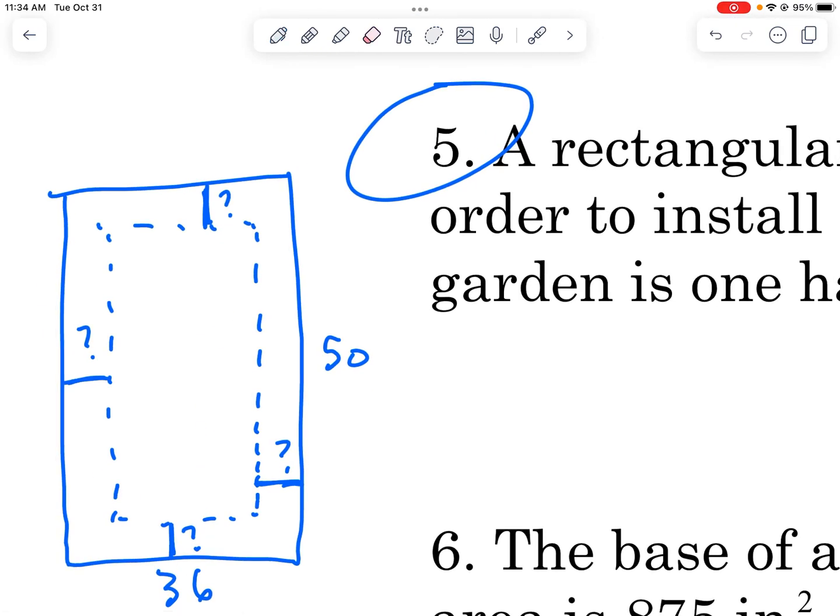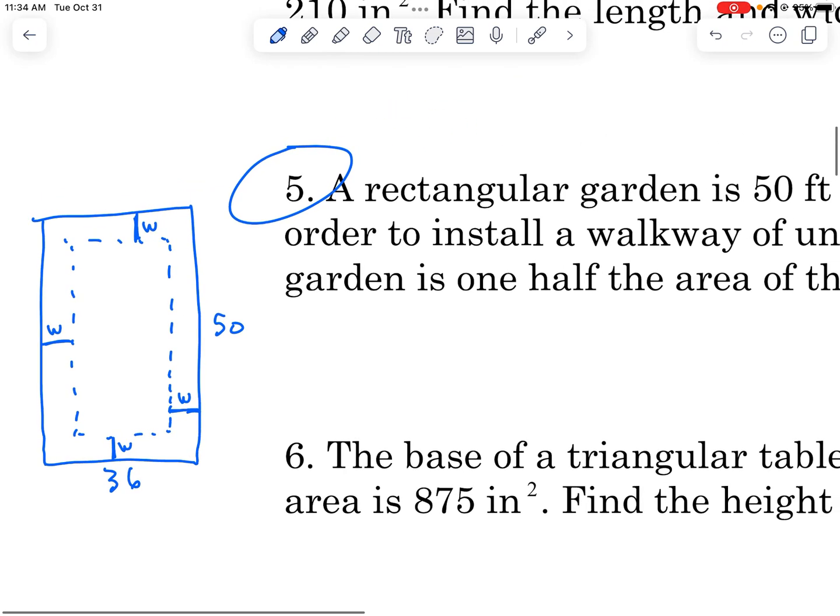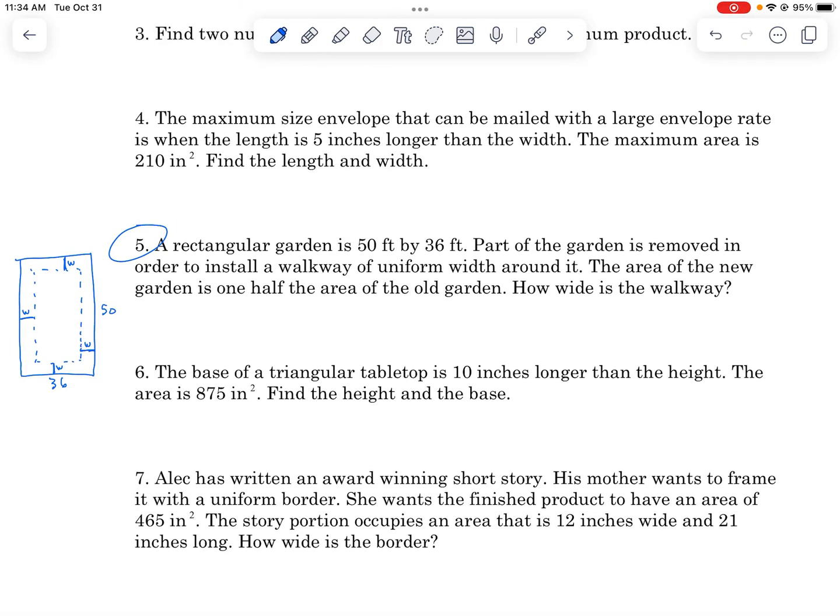Sometimes people don't like using question marks as variables, so let's instead put a variable here. I kind of like the idea of an X or a W. Let's use W because it's the walkway or the sidewalk going around this. And we have this kind of cut into our garden. We're removing that part all the way around. However many feet that is, 1 foot or 2 feet or 3 feet or 4 feet or 5 feet? Not quite sure. Or maybe it's 4.7 feet, whatever. It's some distance there. It says the area of the new garden is half the area of the old garden.